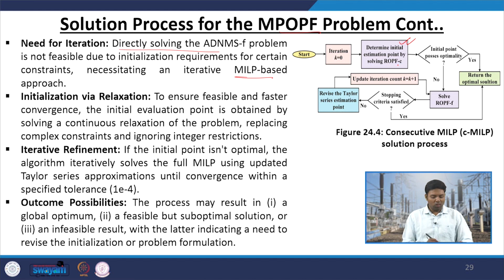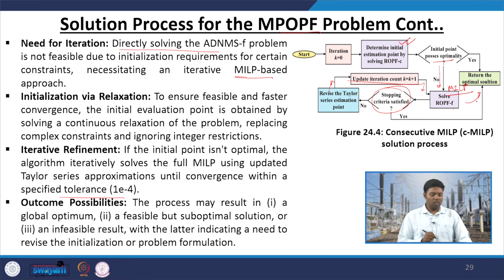So get that solution, then start your iteration process. If it is not optimal, then go there and solve your linear programming. This is your MILP problem. Solve it and see whether the stopping criteria is satisfied. That means your tolerance is lesser than the tolerance value. If it is not, then revise the Taylor series and again do the iteration, and if it is yes, then show the solution.